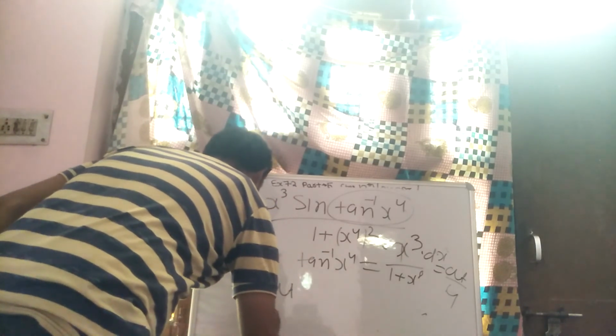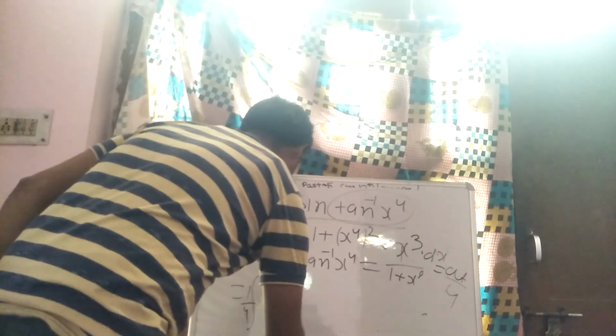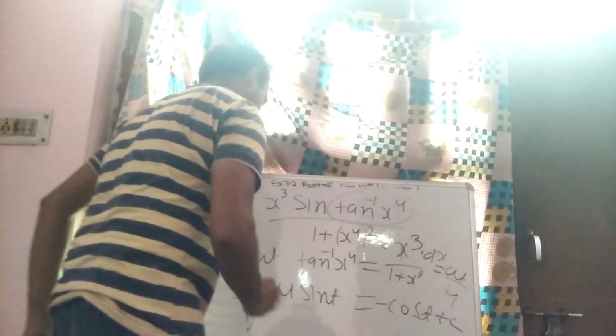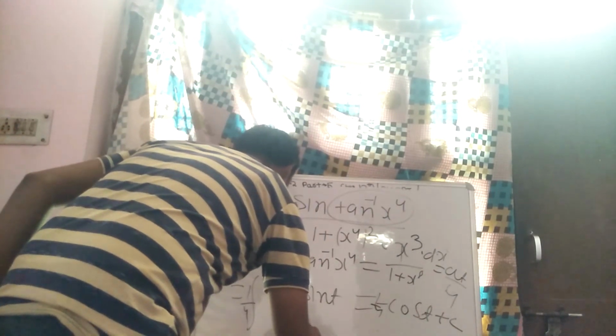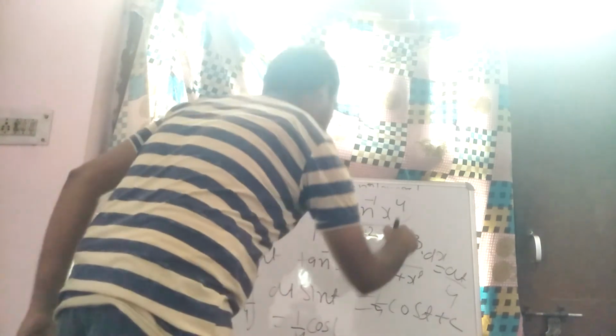1 upon 4 is constant, and this is sin t into dt. So sin t into dt means minus cos t. Minus cos t plus c, and also 1 upon 4 is constant. 1 upon 4 cos, and t is tan inverse x to the power 4.